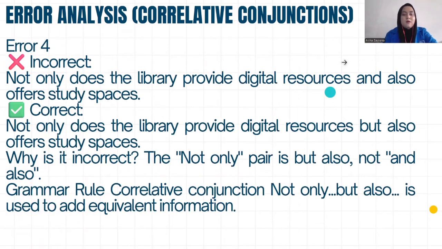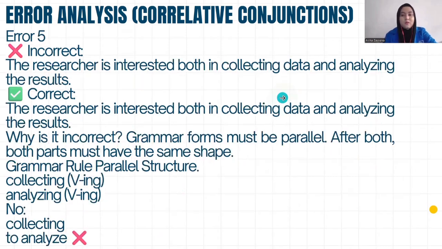And number 4 is: not only does the library provide digital resources and also offers study spaces. The correct one is: not only does the library provide digital resources but also offers study spaces. Why is it incorrect? The pair is not only...but also, not...and also. Grammar rule: the correlative conjunction not only...but also is used to add equivalent information.